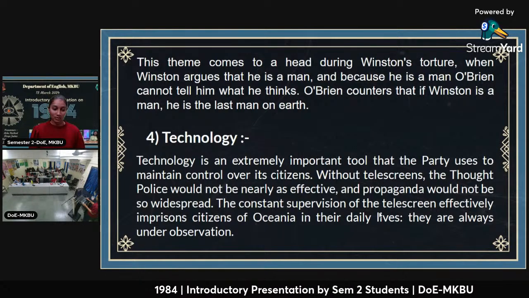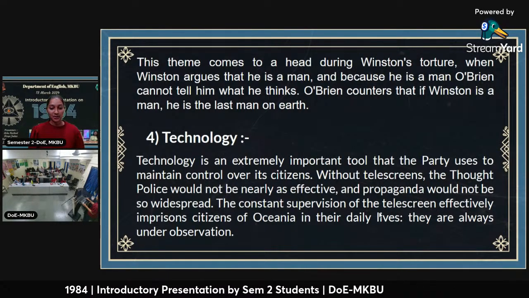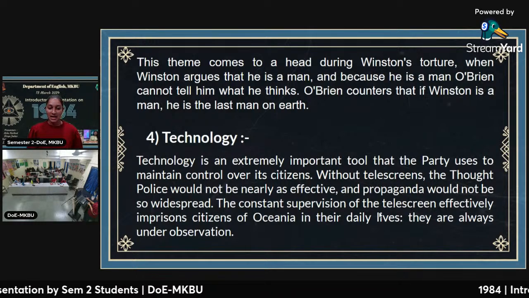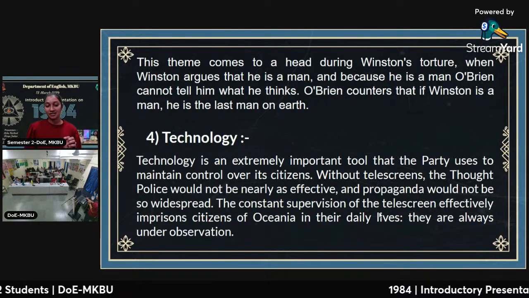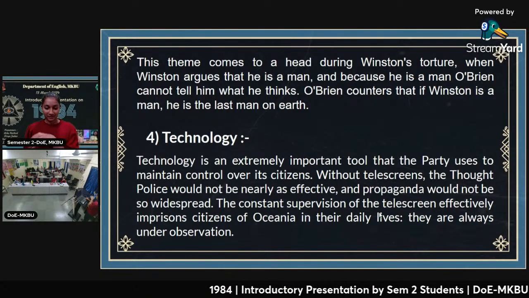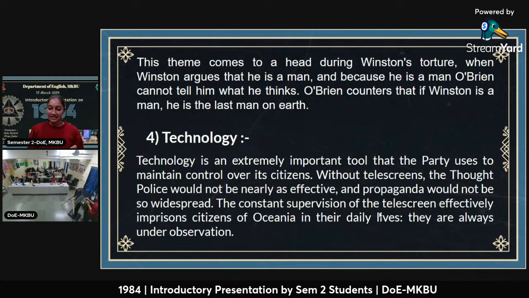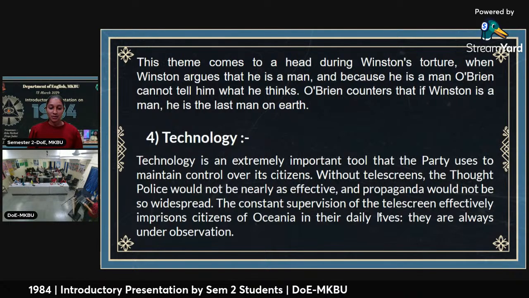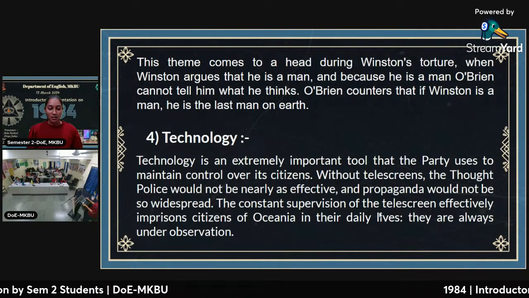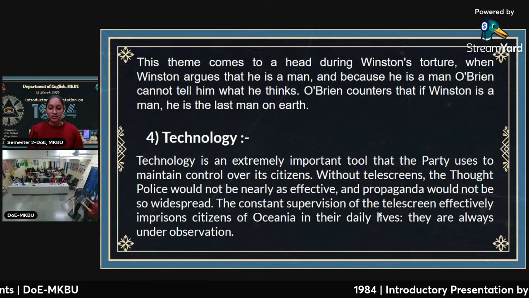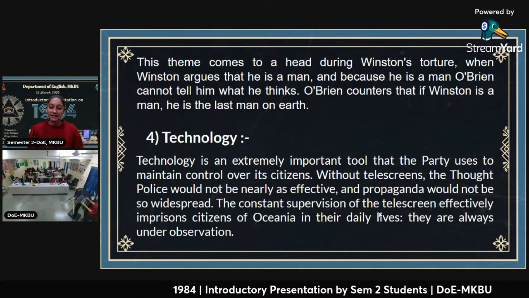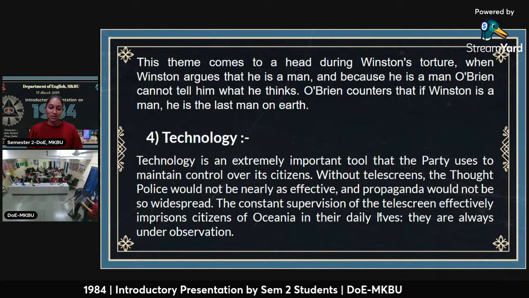Fourth one is technology. Technology is an extremely important tool that the Party uses to maintain control over its citizens. In technology, we find one symbol, the telescreen. It is a very important symbol. Without the telescreen, the Thought Police would not be nearly as effective, and propaganda would not be so widespread. The constant supervision of the telescreen effectively imprisons citizens of Oceania in their daily lives. They are always under observation.